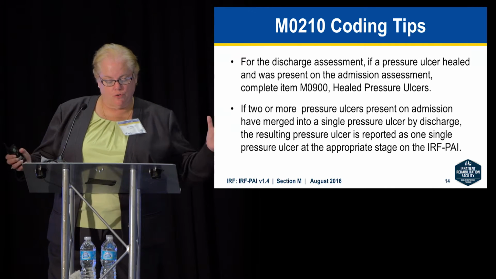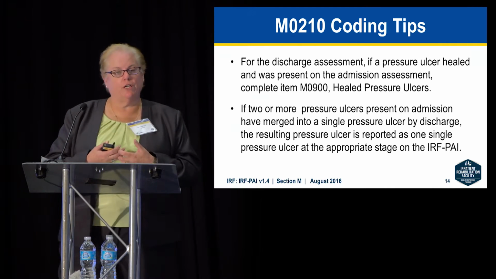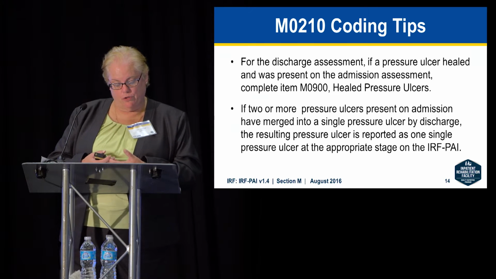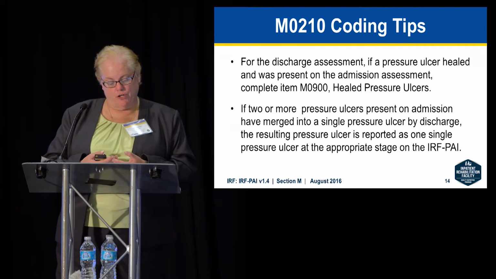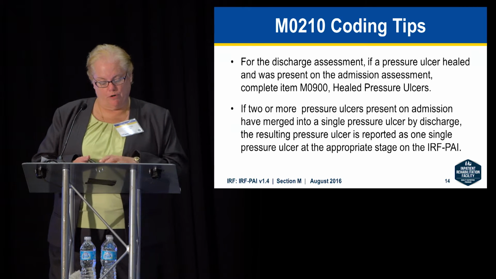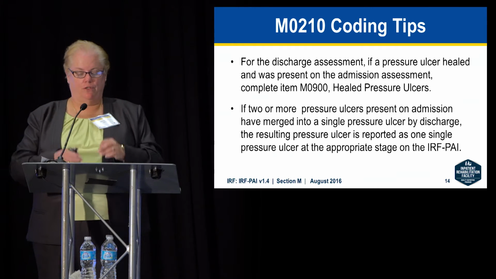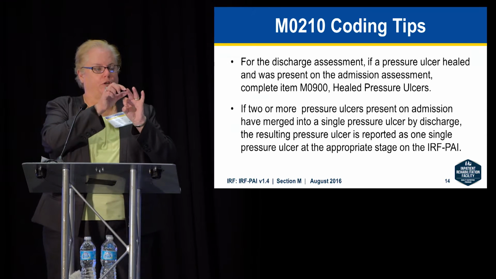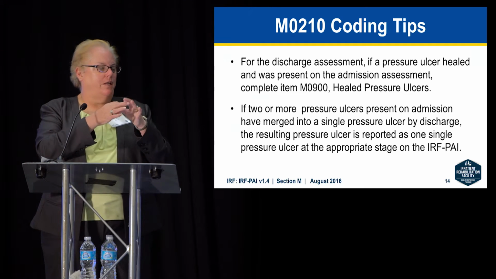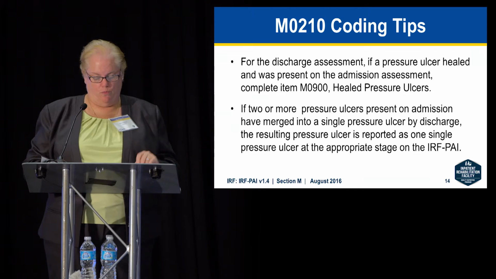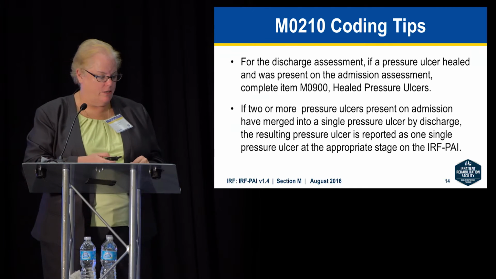If 2 or more pressure ulcers on the admission assessment have merged together and now they're a single pressure ulcer by discharge, the resulting pressure ulcer is reported as one single pressure ulcer at the appropriate stage on the IRF-PAI. So you have 2 that are, and they call it usually a bridge, a piece of skin between them. Now that bridge breaks down, now they're considered one ulcer. You want to code that as 1 instead of 2.